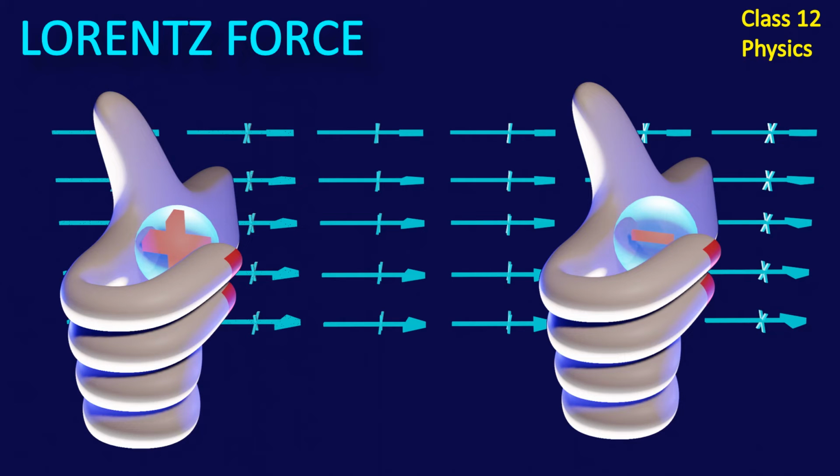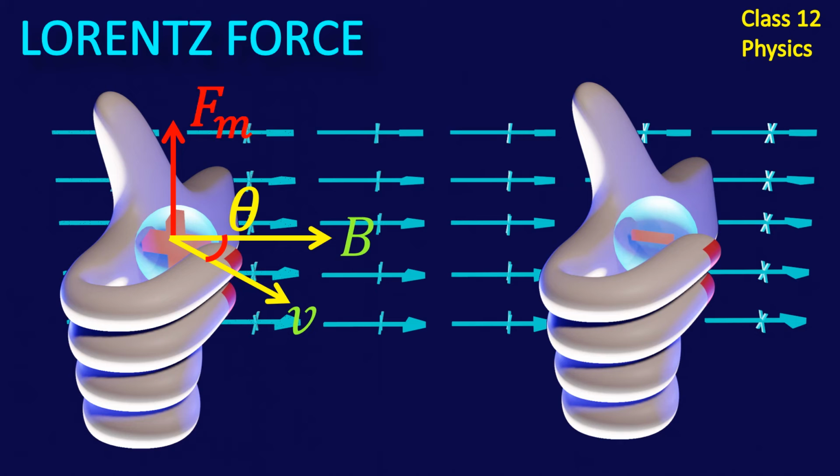Let's keep our right hand to hold either positive or negative charge like this. If this is the direction of the magnetic field and this is the direction of the velocity of the charge, and theta is the angle between magnetic field and velocity of the positive charge, then Lorentz force will act in the upward direction, like the thumb direction.